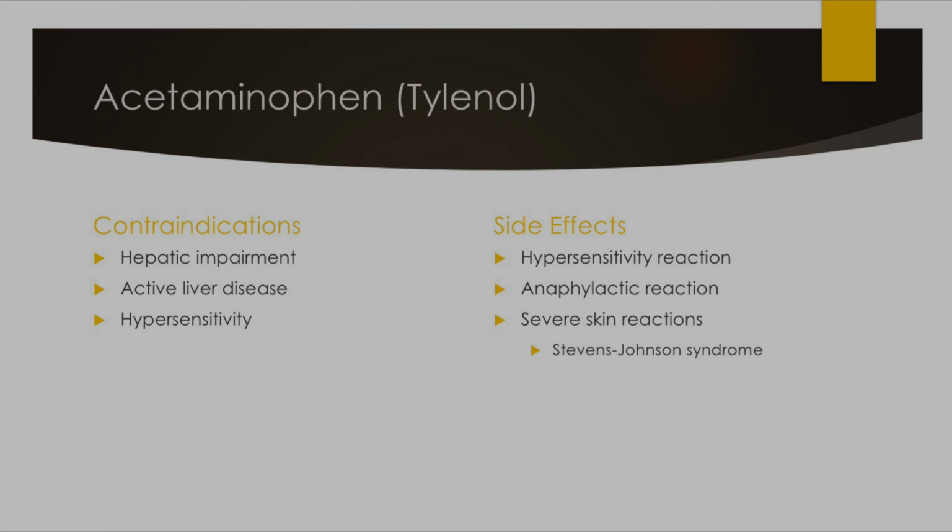For acetaminophen, contraindications include hepatic impairment and active liver disease because it's metabolized in the liver and impaired function increases the risk of toxicity. It's also contraindicated in medication hypersensitivity. Most patients tolerate acetaminophen well at normal doses, but hypersensitivity reactions, including anaphylaxis, can occur, though they're rare. More serious are severe skin reactions like Stevens Johnson syndrome and toxic epidermal necrolysis, or SJS and TEN. These are rare but potentially fatal.